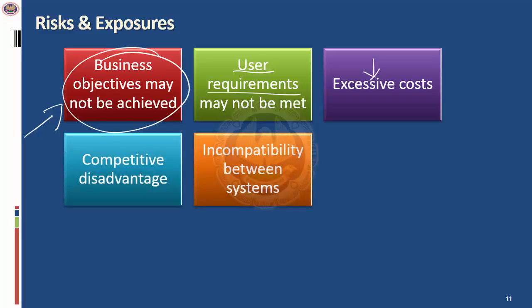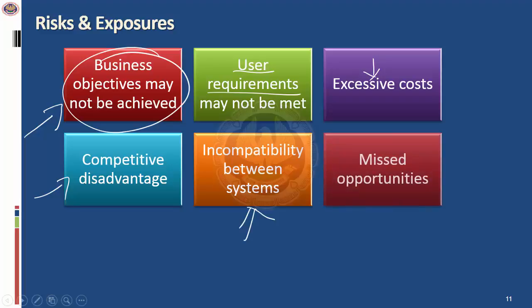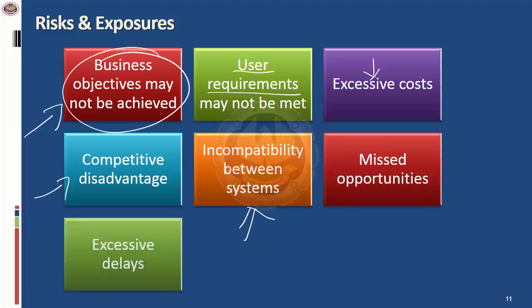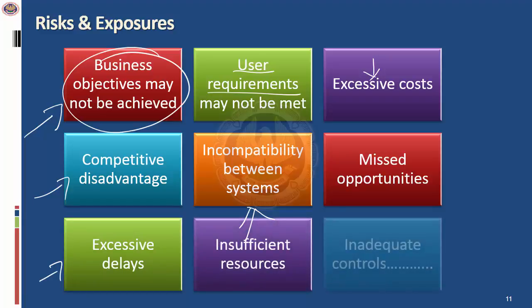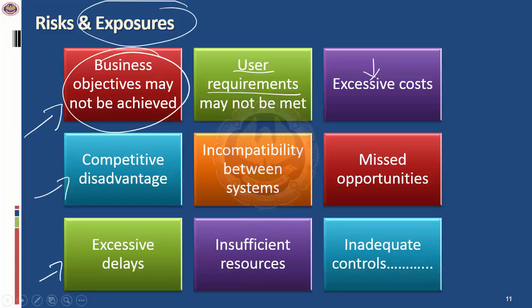Or there could be competitive disadvantage. There could be incompatibility between the systems which are implemented. Or there could be missed opportunities. Or there is an excessive delay on account of the deployment of the systems. So there could be insufficient resources, or there could be inadequate controls. So you need to remember, any event which results in a potential loss will result in an exposure. So exposures could be dynamic depending on the organization.